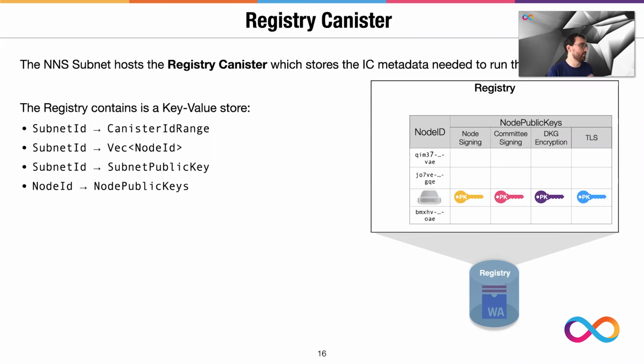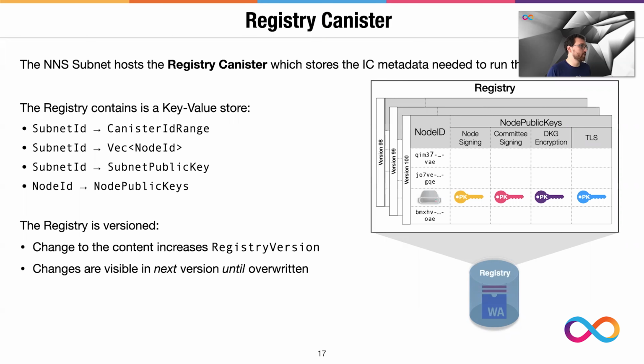We also have that the registry contains the map between the various node IDs and the individual public keys of the nodes. So we have a set of public keys that we need to store in order to be able to run the protocol. So for example, we have node signing keys, which are just a simple signature scheme. We have the committee signing keys, which are multi-signature keys. Then we have some encryption keys that are used for the distributed key generation protocol. And we also have some certificate that is used for the TLS connection between nodes.